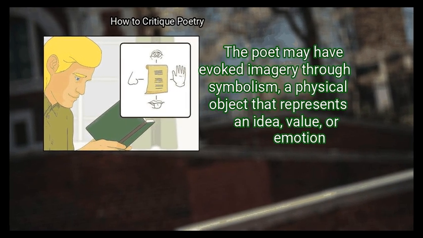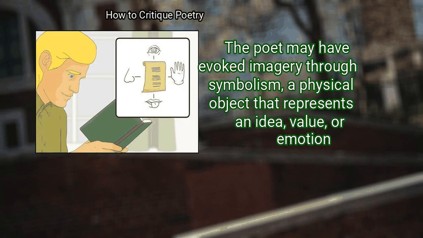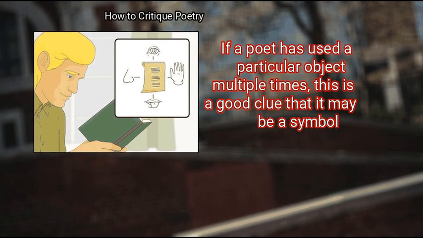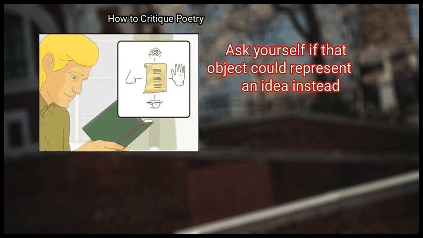The poet may have evoked imagery through symbolism, a physical object that represents an idea, value, or emotion. If a poet has used a particular object multiple times, this is a good clue that it may be a symbol. Ask yourself if that object could represent an idea instead.